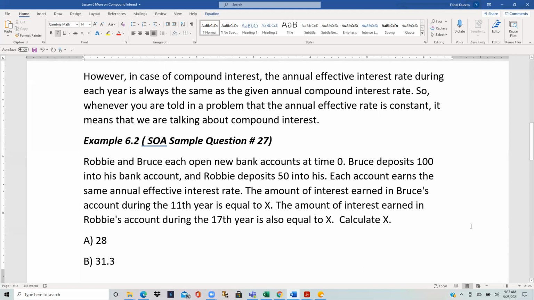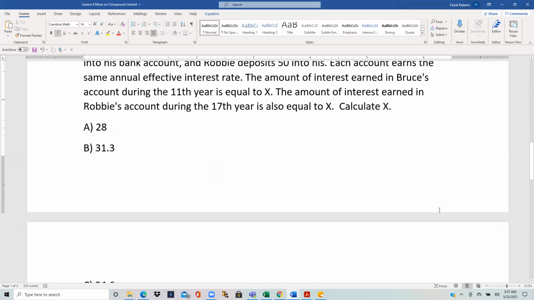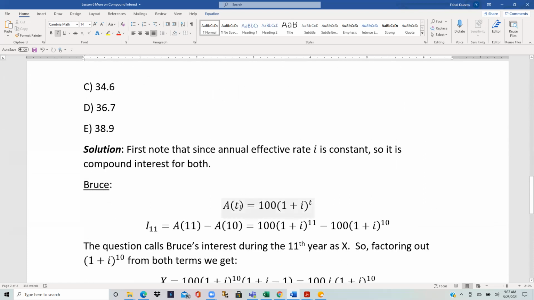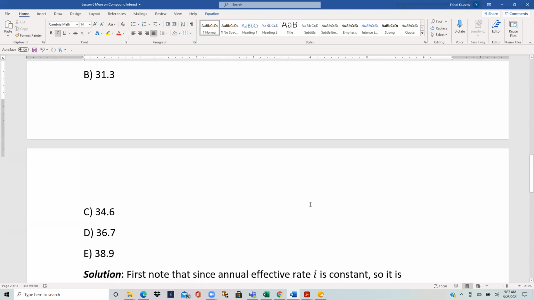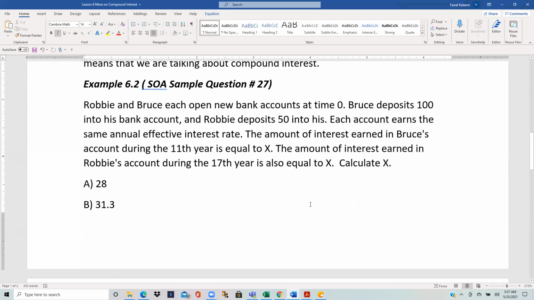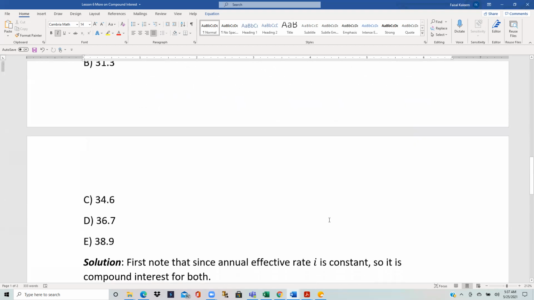So the formula for Bruce will be 100 times, so Bruce's principal is 100. We know the generic formula for compound interest is P times 1 plus i to the t. So in this case, the principal is 100, so it would be 100 times 1 plus i to the t. And we are talking about Bruce's interest in the 11th year, and that's equal to X.